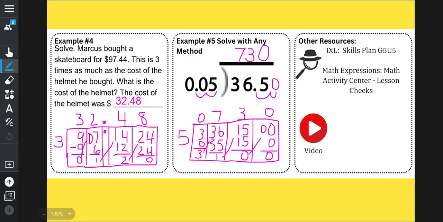Rewatch the video if you need to. Try some of the skill plan in IXL or any of the lesson checks in the Math Activity Center. Good luck!